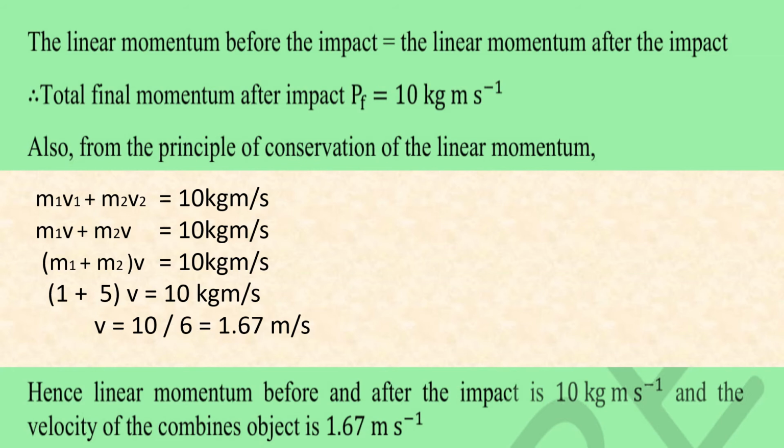You can check your answer by substituting this value in the first equation. That means the right side of the equation is m1 plus m2 into v. When you substitute this value there, you will again get 10 kilogram meter per second. So the total momentum before and after the impact or collision is equal to 10 kilogram meter per second, and the velocity of the combined object is equal to 1.67 meter per second.